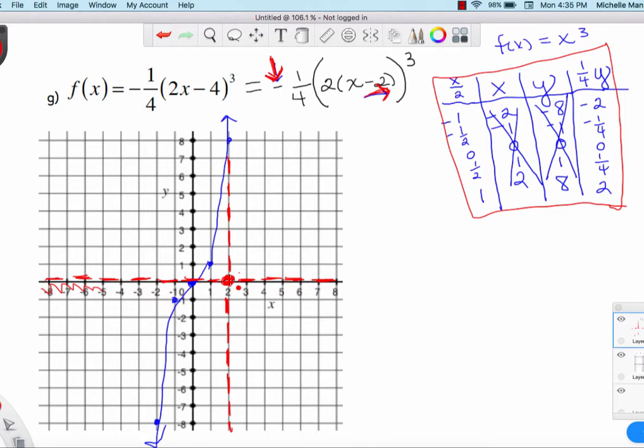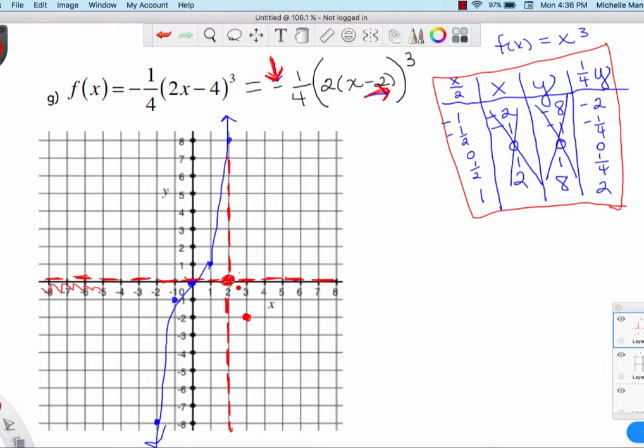Instead of going over 2, I need to go over half as much. So I'm going to go over 1 to the right. And instead of going up 8, I need to go a quarter as much, which would be up 2. But instead of going up, let's reflect and go down 2. And once you get those 2 first ordered pairs done on this graph besides the 0, 0, then it's really easy because you can just use some symmetry to graph the rest of it.